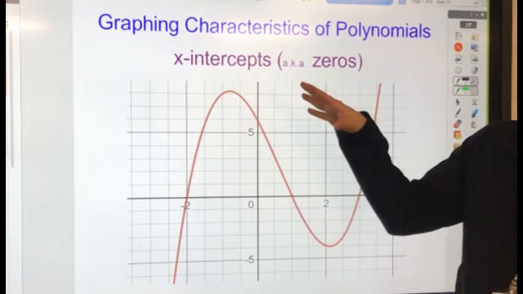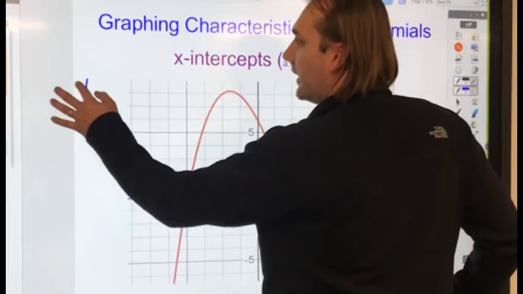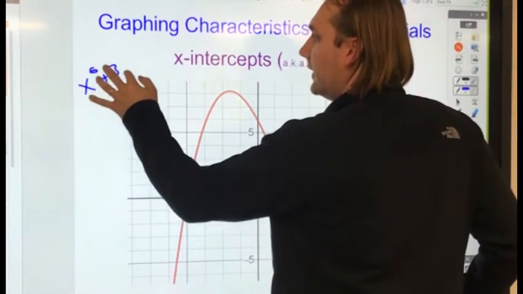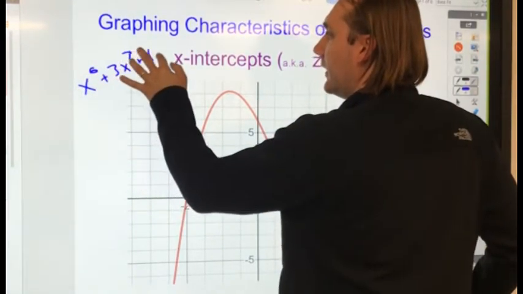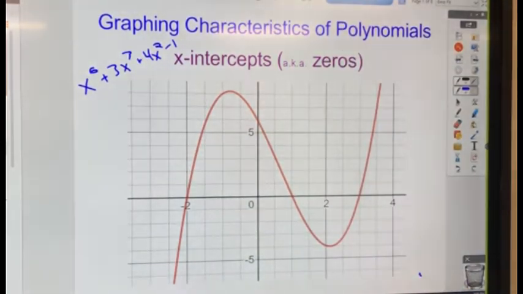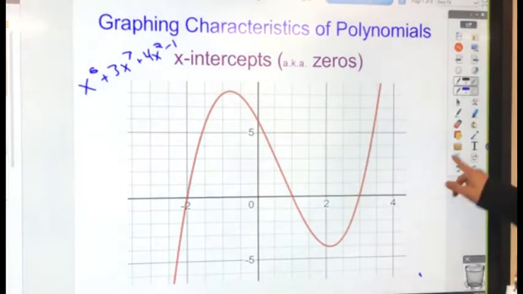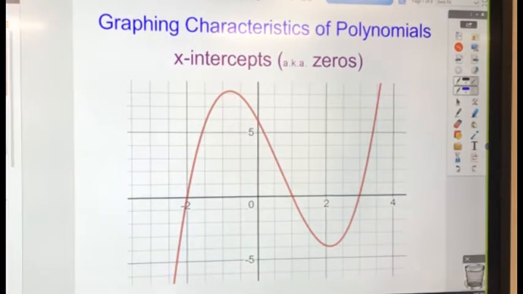That's our goal here. So if I were to give you a polynomial like x to the 6 plus 3x cubed plus 4x squared minus 1, you can still, using some strategies we're going to learn for the next week, graph that by hand. By hand. And luckily we do have technology, so we have a couple of cheats here and there.